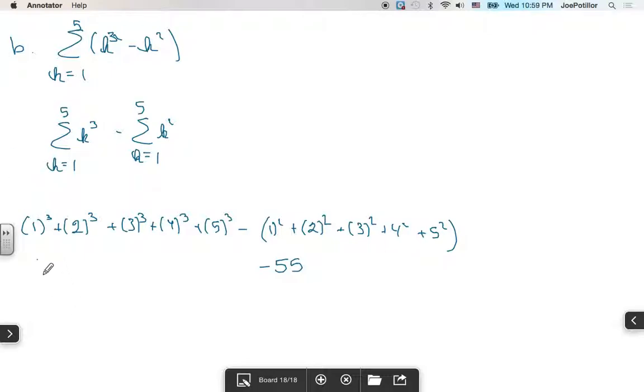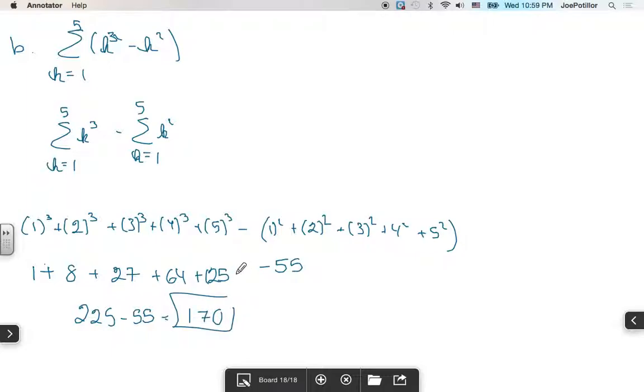Alright, so this is 1 plus 8 plus 27 plus 64 plus 125. Oops, sorry, I can't do arithmetic right now. That's okay. So 1 plus 27 is 28. 28 plus 8 is 36. 36 plus 64 is 100. 100 plus 125 is 225. 225 minus 55 is, of course, 170. There you go. Easy enough. Alright.